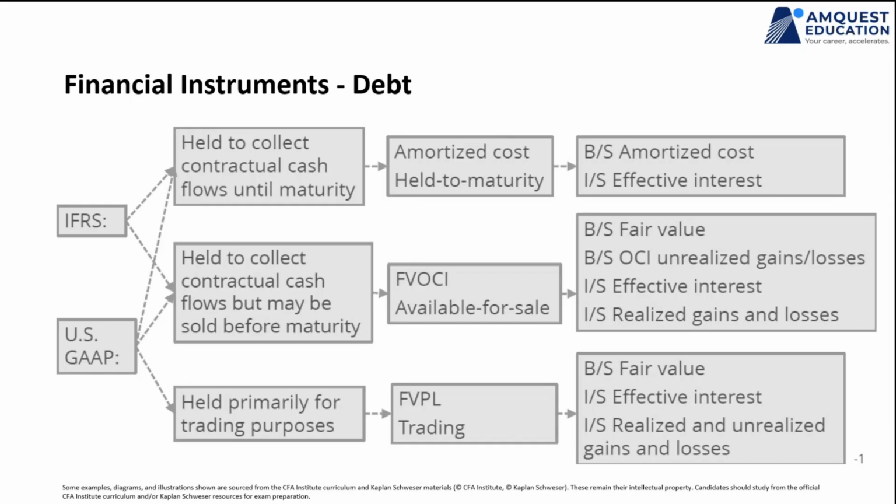Then if it is fair value through OCI, like available for sale, then you are going to obviously record it on the balance sheet at fair value. The OCI is unrealized gains and losses. The income statement will show effective interest, and the income statement will also record realized gains and losses here. But for US GAAP, if you have a security held for trading purposes or held till maturity, fair value through trading account, fair value through OCI. In this balance sheet fair value, IS is effective interest and realized and unrealized gains and losses.